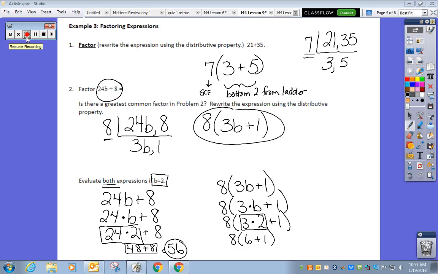Now that I have one operation left inside the parentheses, I box it in. Remember, 8 means 8 times that, so I could have probably also expanded that there. Do my times, and then 6 plus 1 is 7, which gives me 56. As you notice, because they're equivalent expressions, the 24b plus 8 and the 8 times 3b plus 1 should be equivalent. They are, because we're getting the same exact response, just the math is a little bit different.